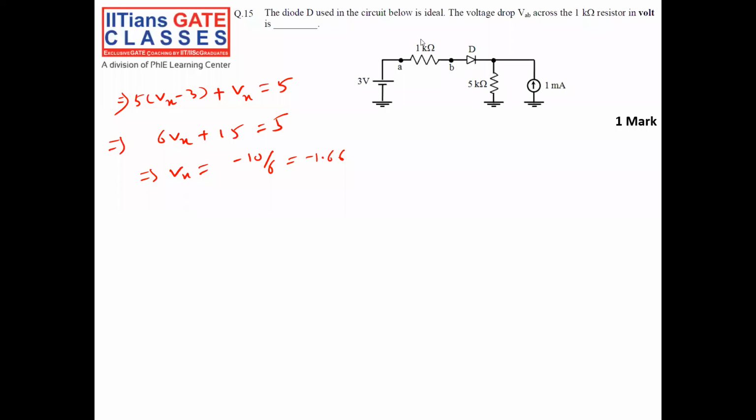But here, there is a mistake in the calculation. This is actually 6Vx minus 15, which is equal to 5. This implies 6Vx is equal to 20, so Vx is equal to 20 by 6, which is 3.33. So the potential here is 3.33 volt.